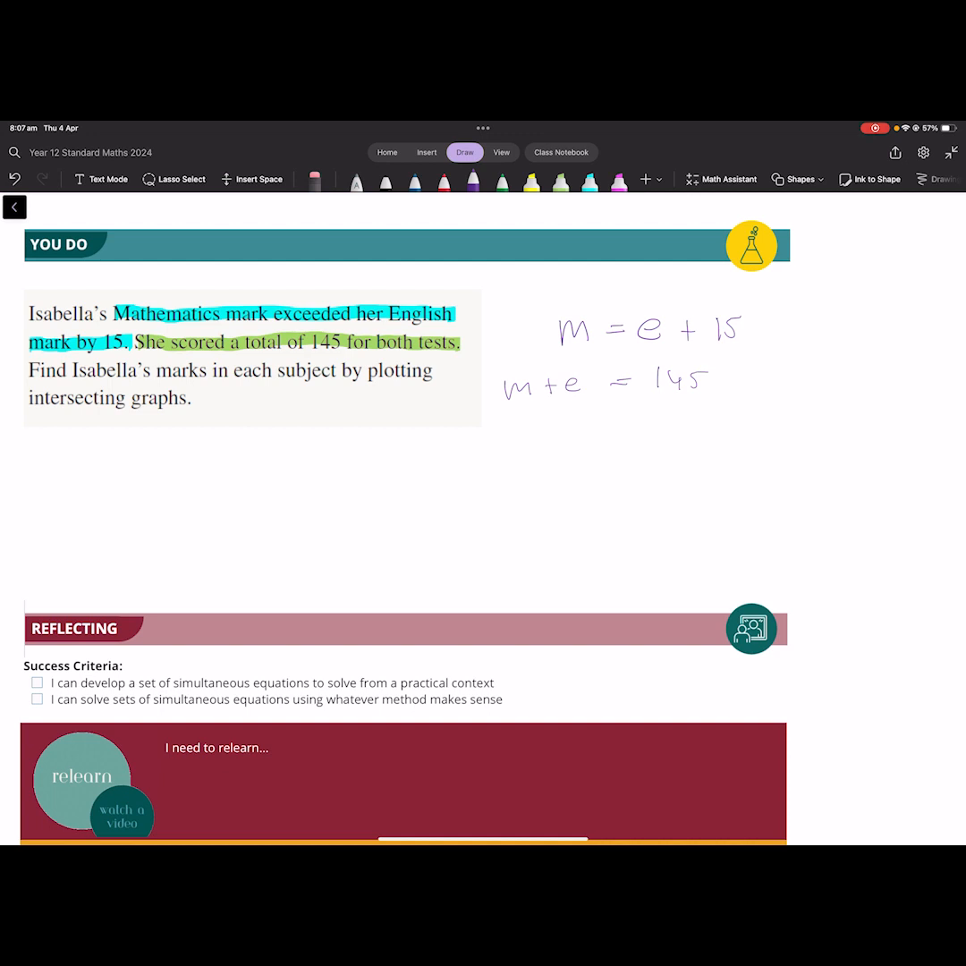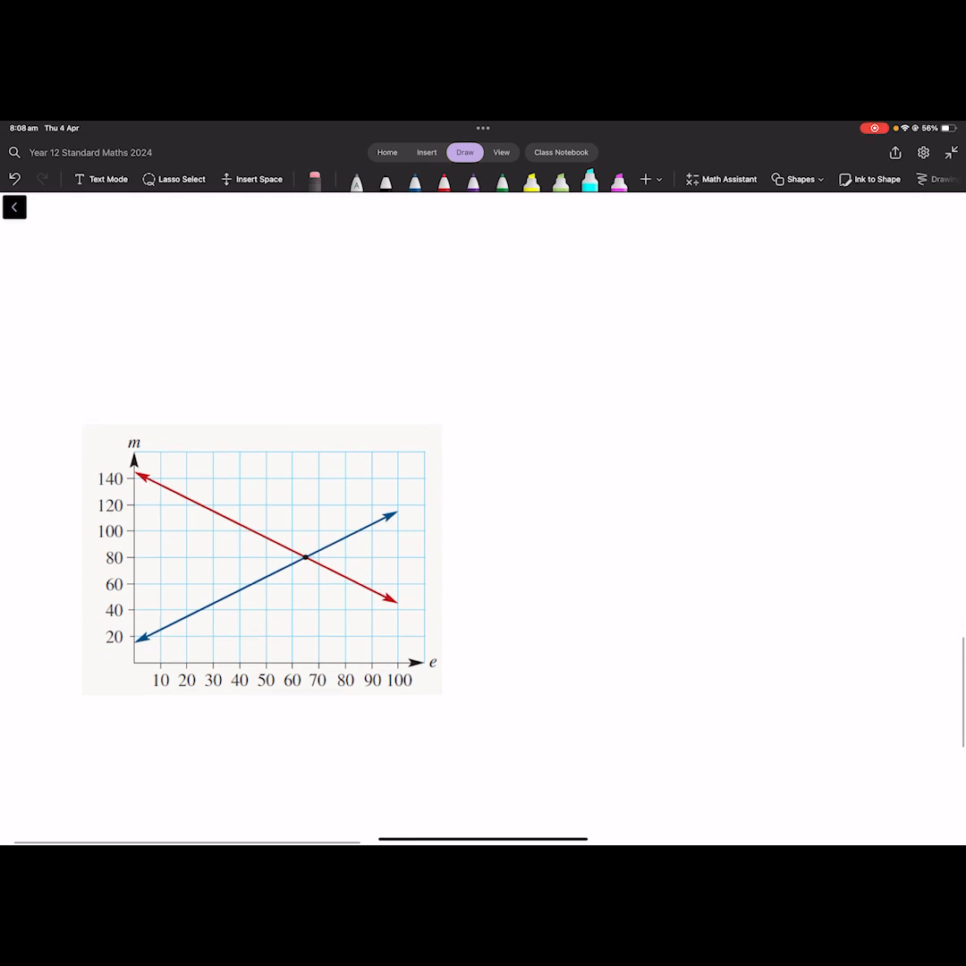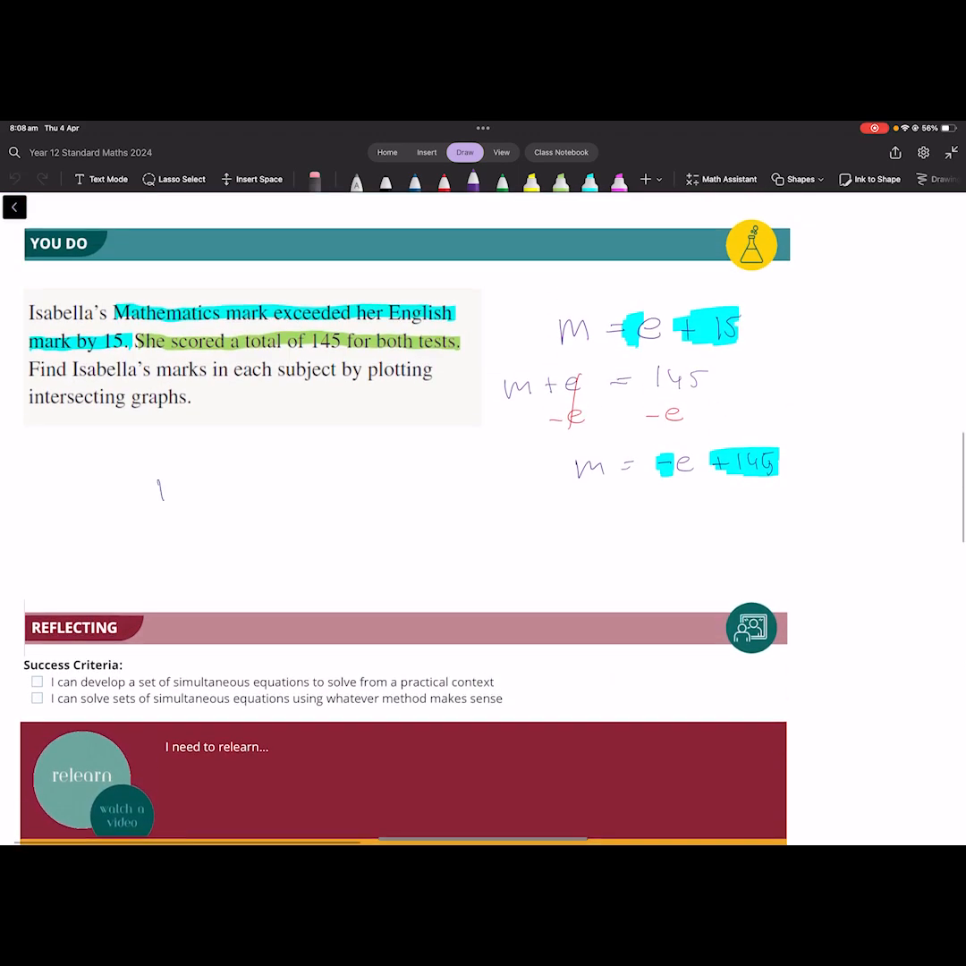You can plot those 2 equations. If you were going to plot them, you could make both of them say m equals. So you've got one equation that has a gradient of -1 and a y-intercept of 145, and one equation that has a gradient of +1 and a y-intercept of +15. I actually have that graph down here. You can see your y-intercept of 15, gradient of positive 1, y-intercept of 145, gradient of negative 1. And the point of intersection right here tells us that her maths mark was 80 and her English mark was 65. That's how you would do it if you were going to draw it.